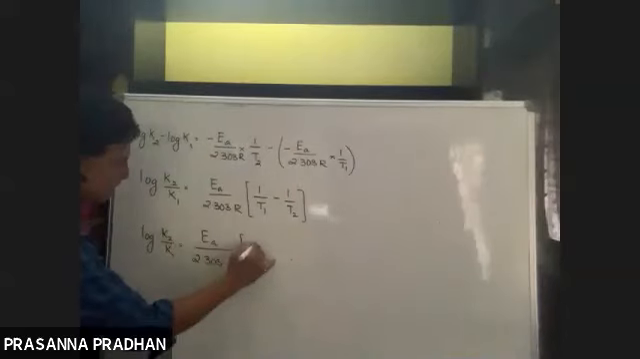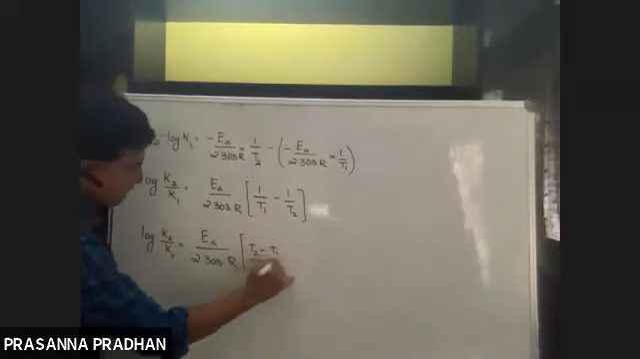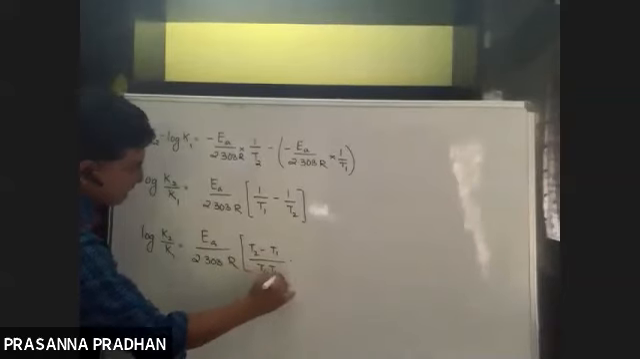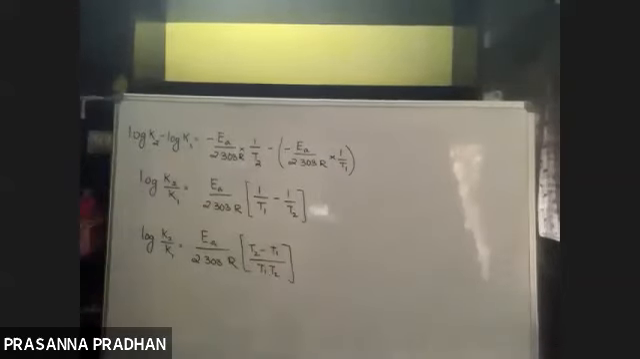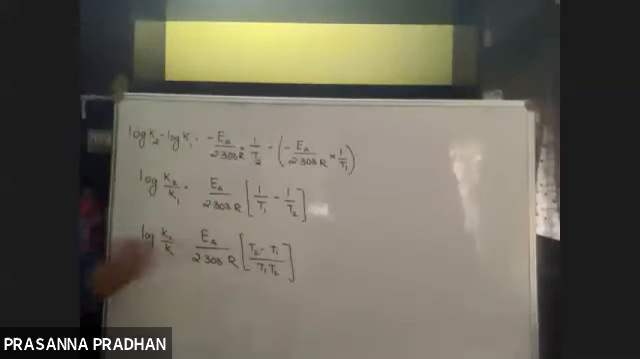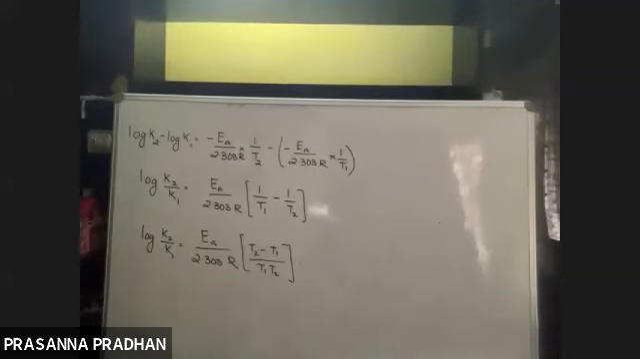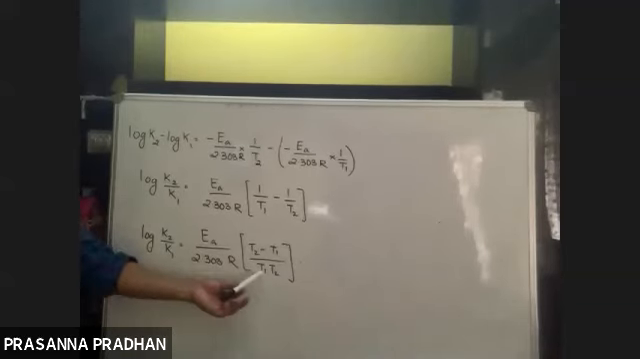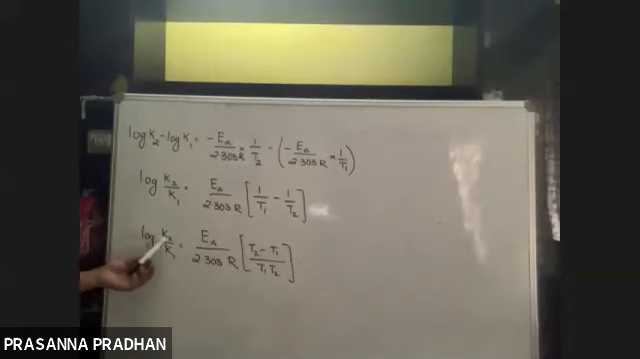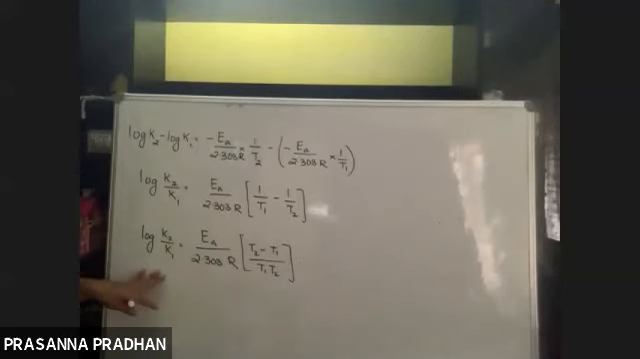By 0.30 R, T2 minus T1 divided by T1 T2. So this is the Arrhenius equation at two different temperatures. Remember here, K1 is the rate constant at lower temperature T1, and K2 is the rate constant at higher temperature T2. So you need to remember this equation.